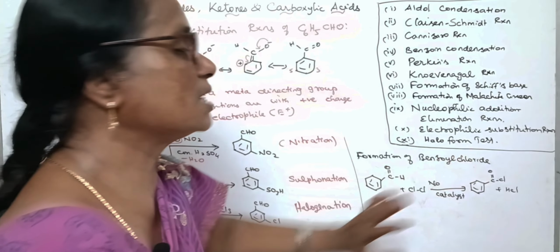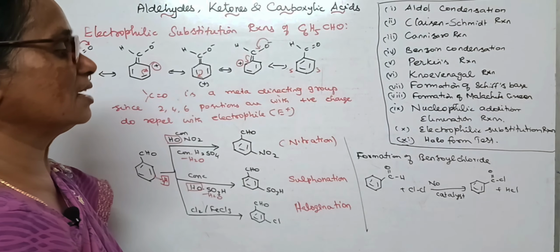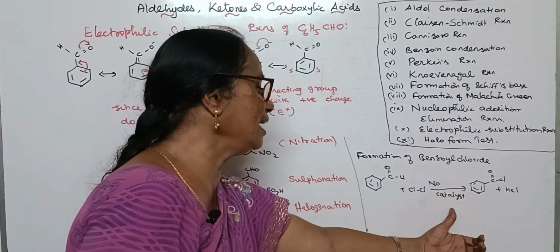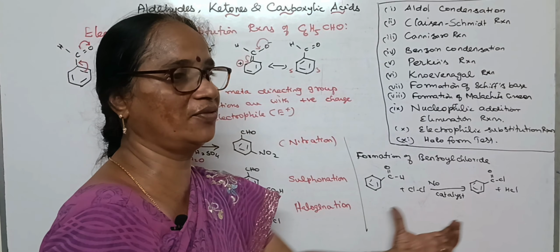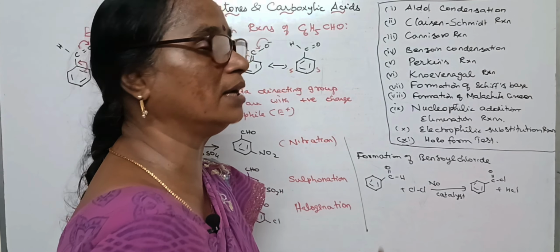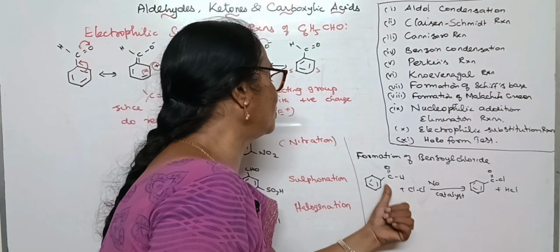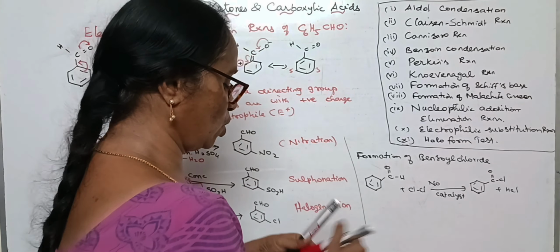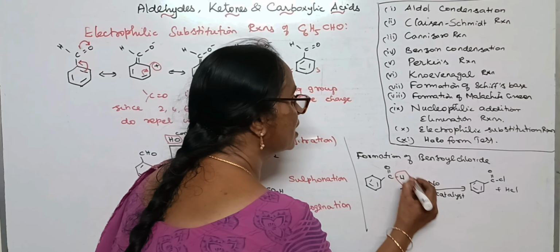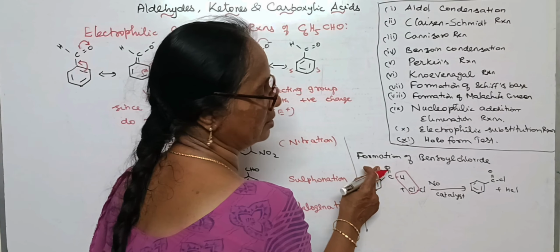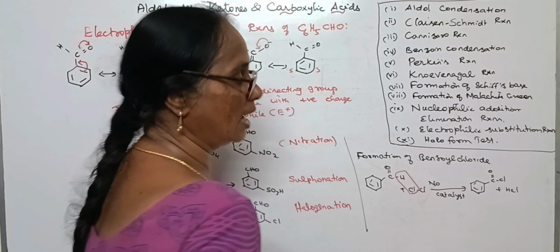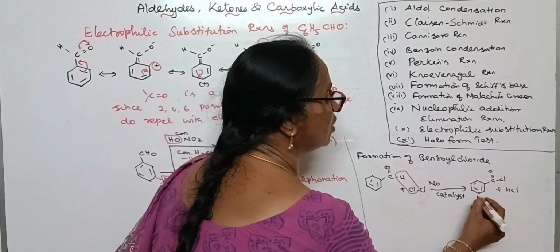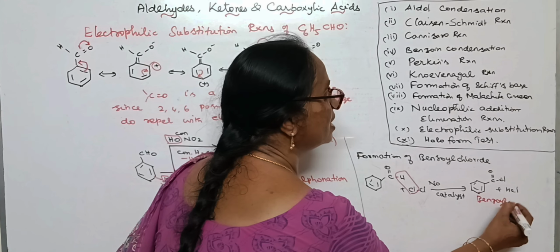Formation of benzoyl chloride. In this, if benzaldehyde is treated with a halogen in the absence of a catalyst like ferric chloride or aluminum chloride, then the reaction will take place at the aldehydic group, not in the ring. So you may have the loss of HCl from the aldehyde and the halogen. So we are getting C6H5COCl, that is said to be benzoyl chloride.